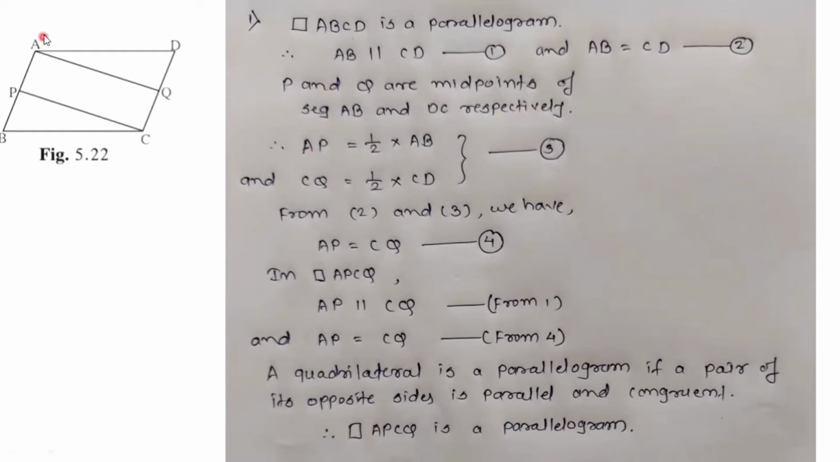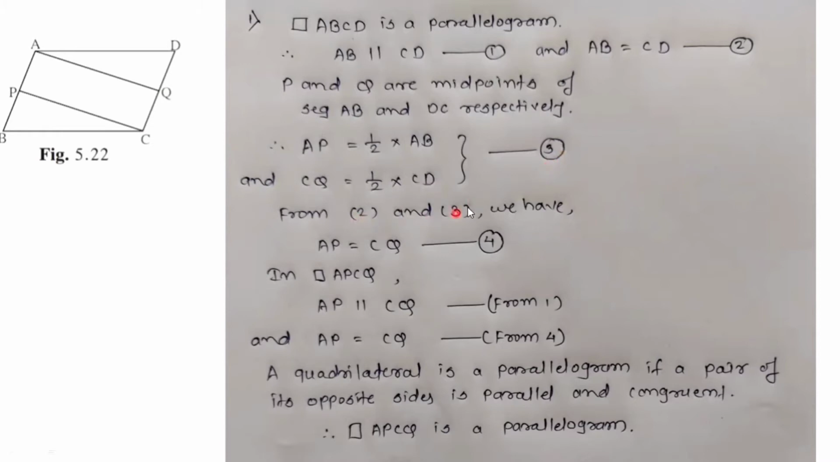So if P is a midpoint of AB, we can write AP is equal to half of AB. Similarly, Q is a midpoint of segment CD. That's why CQ is also half of segment CD. We will call this equation number 3.